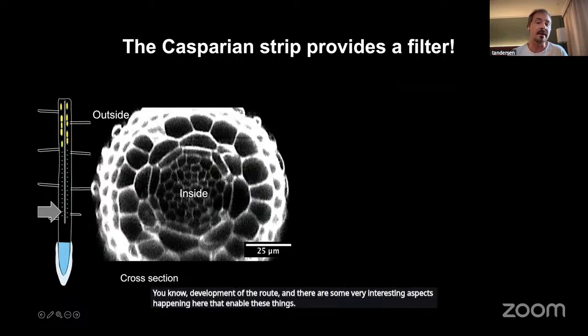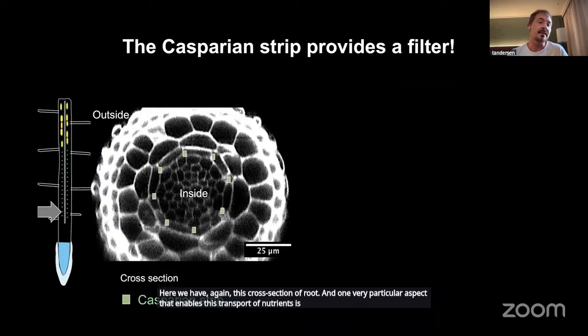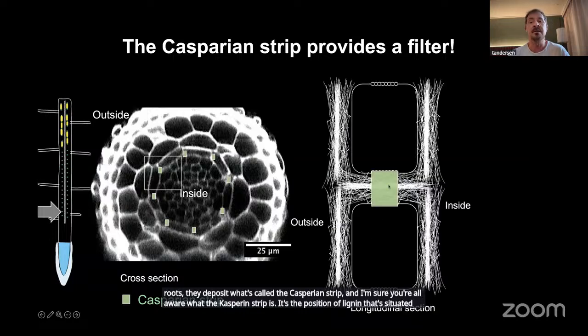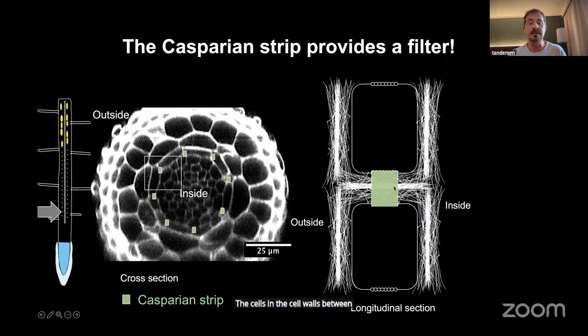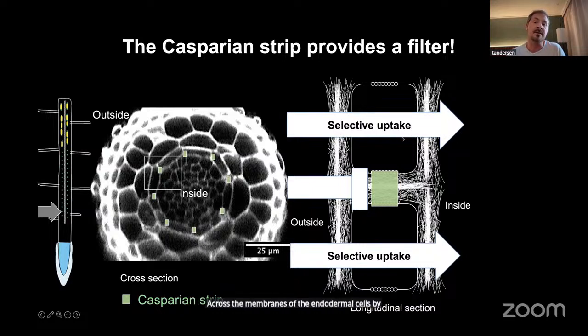So here we have again this cross section of a root, and one very particular aspect that enables this transport of nutrients is that in this endodermal cell layer, roots deposit what's called the Casparian strip, and I'm sure you're all aware what the Casparian strip is. It's a deposition of lignin situated in the cell walls between 2 endodermal cells. And what it enables is that it blocks diffusion of nutrients in the apoplast and allows the plant to selectively take up nutrients or water across the membranes of the endodermal cells by expressing distinct transporters or channels in the endodermis.